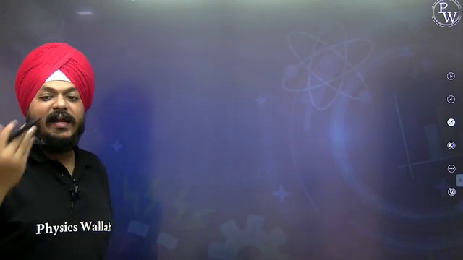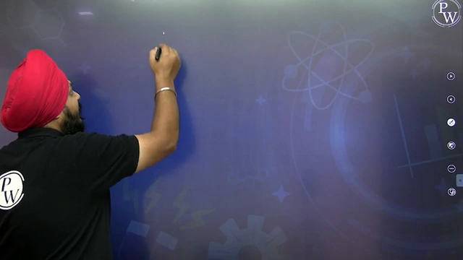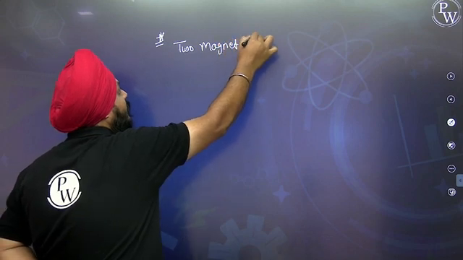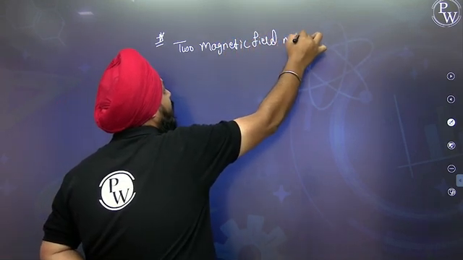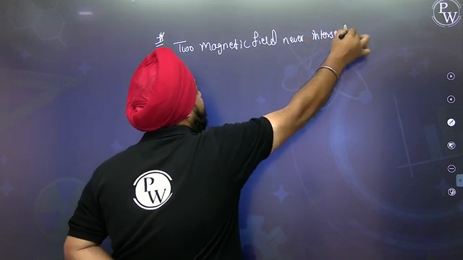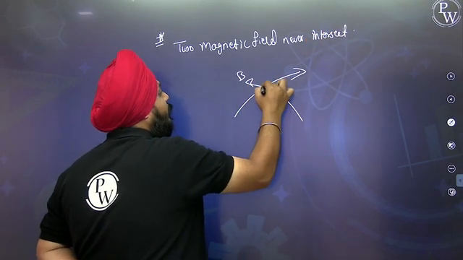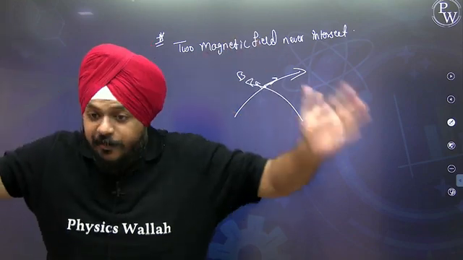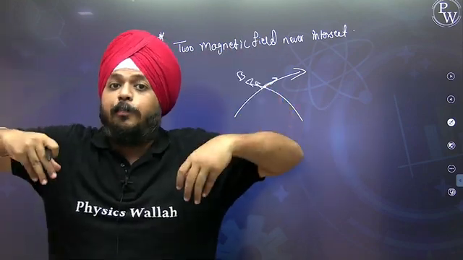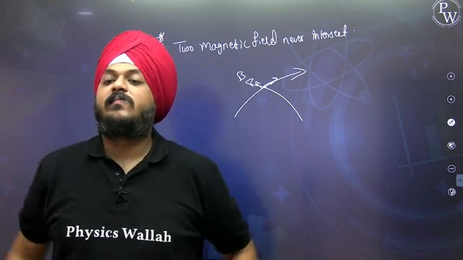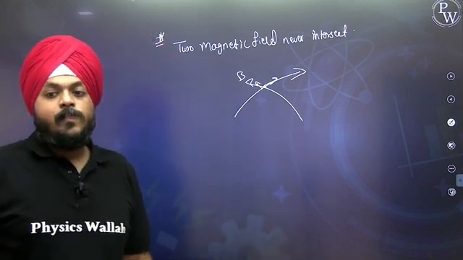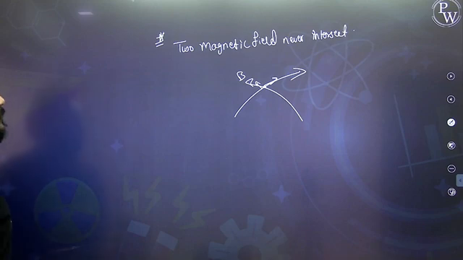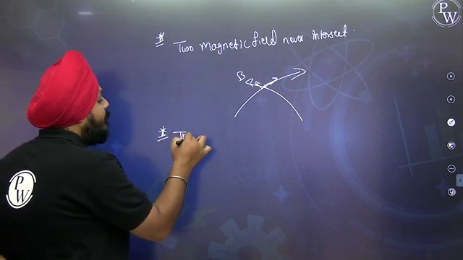Two electric field lines never intersect each other, and the same concept lies here. Two magnetic field lines never intersect. The same logic: if they intersect, then at the point of intersection two tangents can be drawn. That is not possible. It means I'm standing at the same position with the option of two directions, but at a single point of time I can only move in one. So, two magnetic field lines never intersect. Second, they always form closed loops.